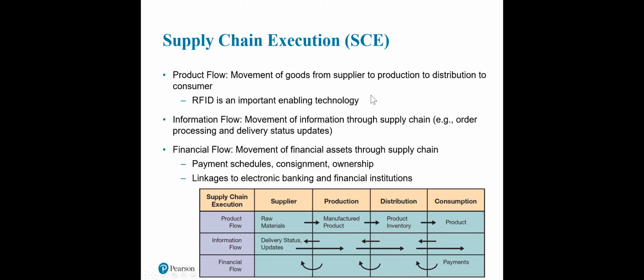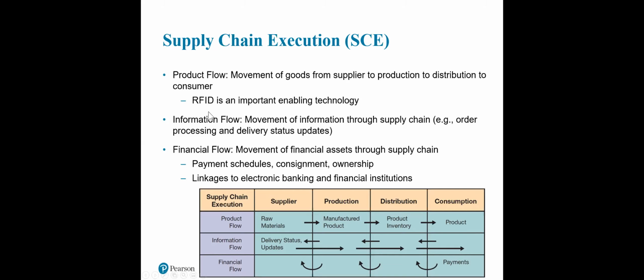Supply chain execution, short to SCE, puts the supply chain planning into motion and reflects the processes involved in improving the collaboration of all members of the supply chain, such as suppliers, producers, distributors, and customers. You can see there are three flows in SCE, which you have to know. The first one is product flow. It is the movement of goods from supplier to production to distribution to consumer.